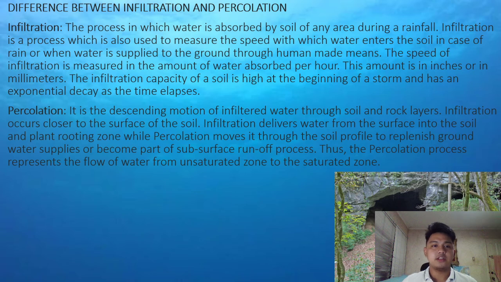Percolation is the descending motion of infiltrated water through soil and rock layers. Infiltration occurs closer to the surface of the soil. Infiltration delivers water from the surface into the soil and plant rooting zone, while percolation moves it through the soil profile to replenish groundwater supplies or become part of the subsurface runoff process. So the percolation process represents the flow of water from the unsaturated zone to the saturated zone.